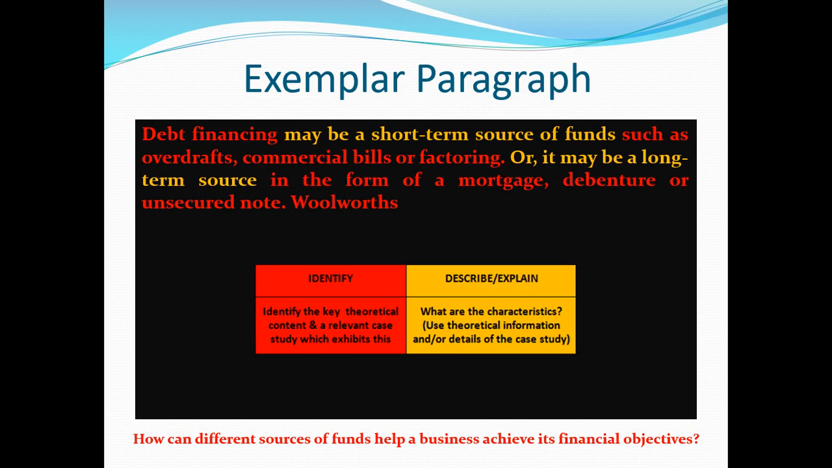The second sentence here actually sets up this essay. Remember, this is just a snapshot from an essay. This sets up the essay for what's to come. A large part of this essay, because it's sources of funds, looks at debt financing. In this paragraph, it looks more at the short term. The following paragraph, which I've not got for you, looks at long term. So we then have that second paragraph still building, and you can see we're identifying more: a mortgage, a debenture, and an unsecured note.